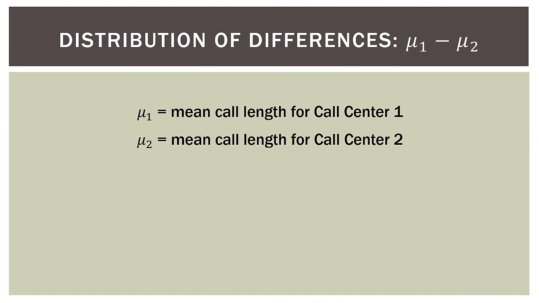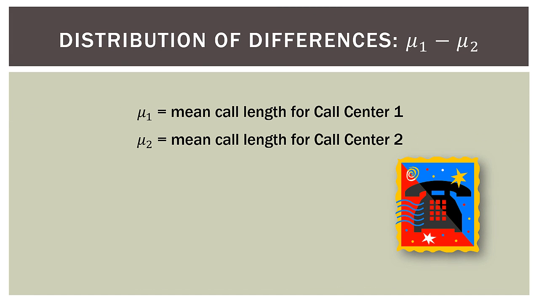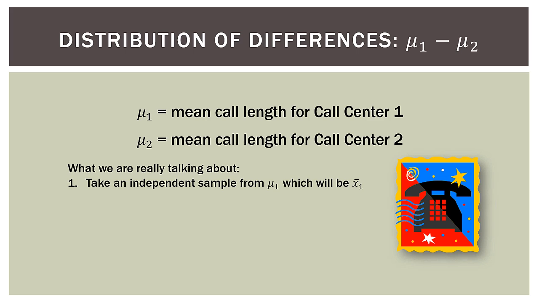So what about the distribution of the difference between these 2 means? So again, mu1 is the mean call length for call center 1. Mu sub 2 is the mean call length for call center 2. So what are we actually doing here? We take an independent sample from call center 1, which is mu1, that'll be its mean. Now since it's a sample, it will be x bar sub 1, because remember, x bar is the sample mean. Mu sub 1 is the population mean. But since we're taking a sample, we will call it x bar sub 1. So we'll take a sample of 30, and that'll be x bar sub 1.